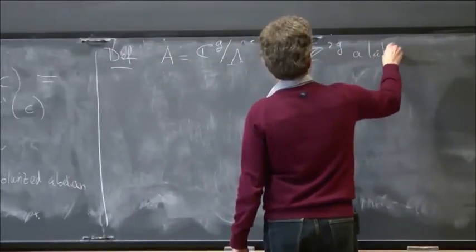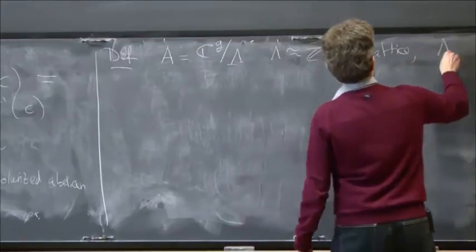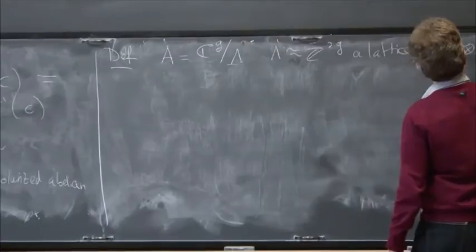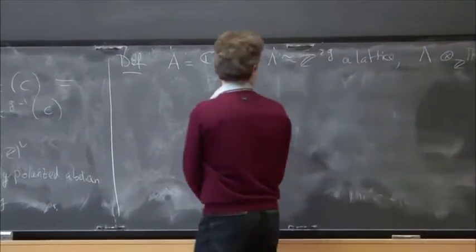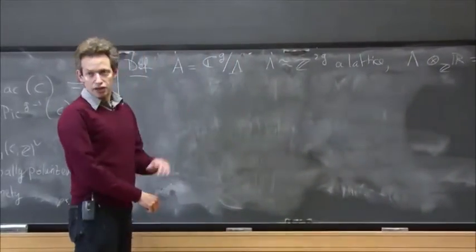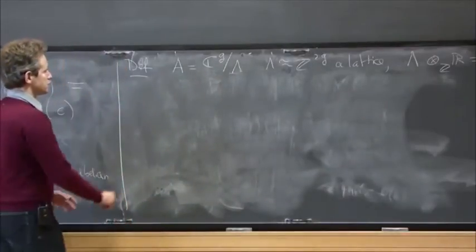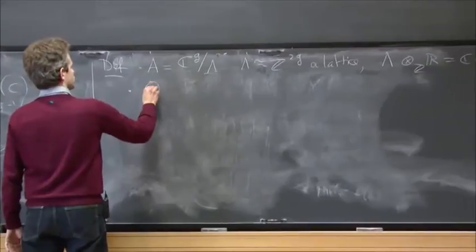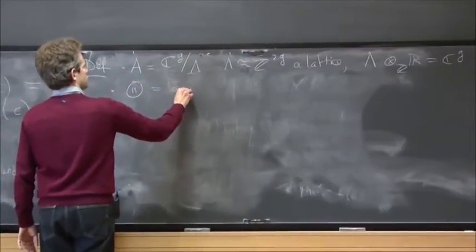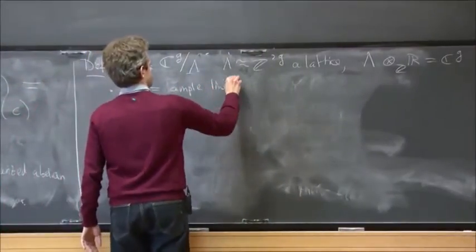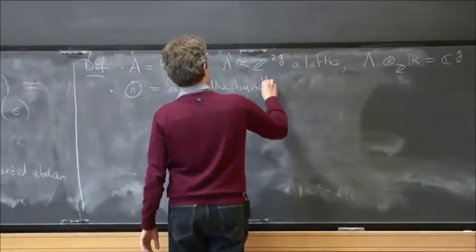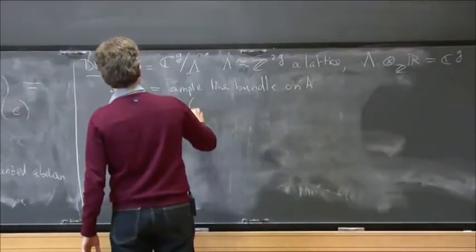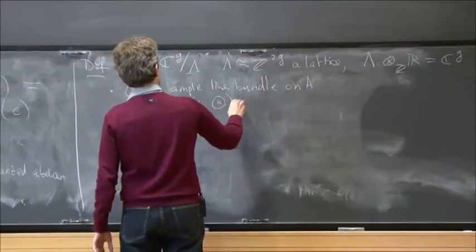A lattice of full rank. Full rank means if I tensor it with R, I get all of C^g. So it means it's generated by 2g vectors which form an R-basis of C^g. That's what it means. And then the polarization theta is an ample line bundle on A such that the dimension of the space of sections of theta is 1.